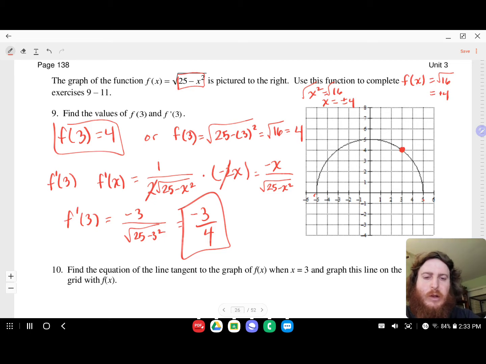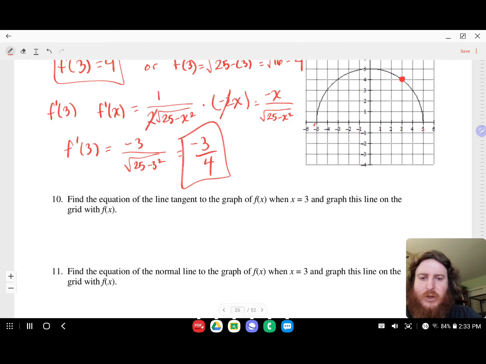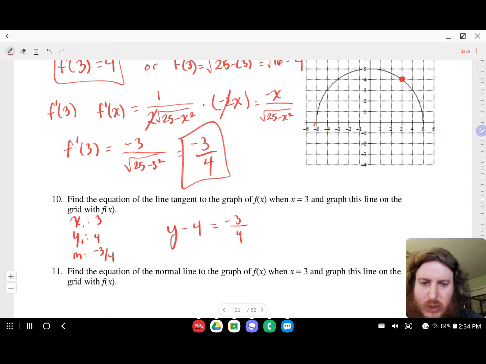Okay. Find the equation of the tangent line to the graph at x equals 3. So we're going to do x1 was 3. Y1 we already plugged in. We got 4. And m we already plugged in. We got negative 3/4, right? Y1 is the f of 3. M is the f prime of 3. So this is y minus 4 equals negative 3/4 times x minus 3.